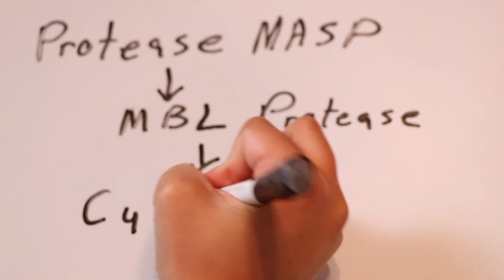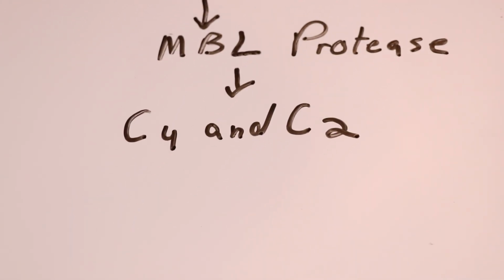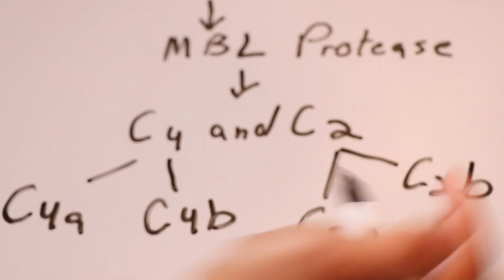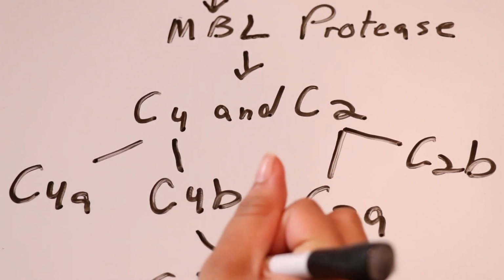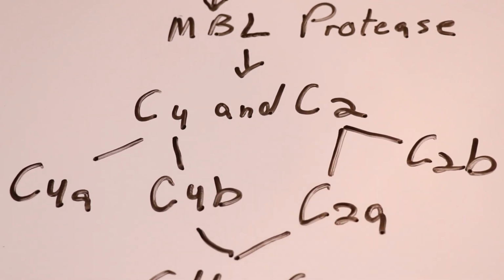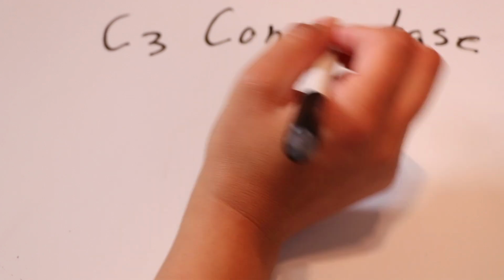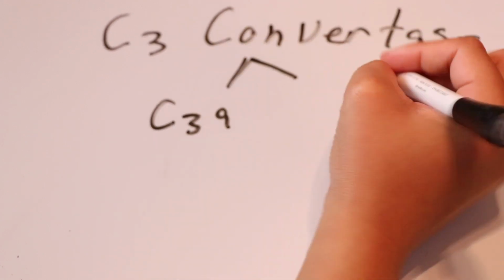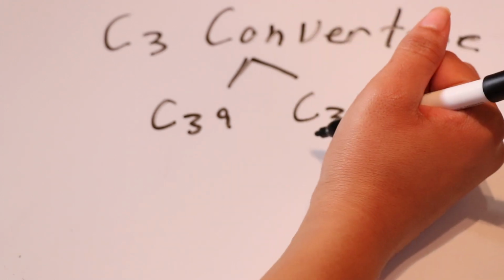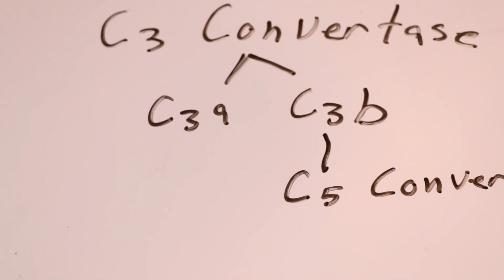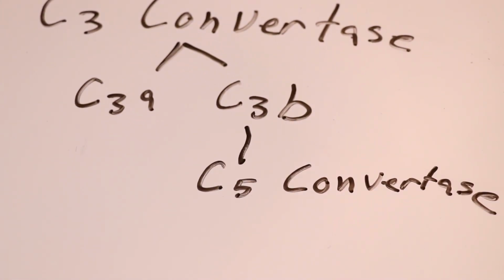So the C4, I'm going to start with that. The C4 is going to break up into C4A and C4B, and C2 is going to split as well. So they're both going to join together to be C4A, C2A. And they're going to bind, and they're going to be C3 convertase. It's the same as the classical and alternative pathways, converting to C5 convertase.